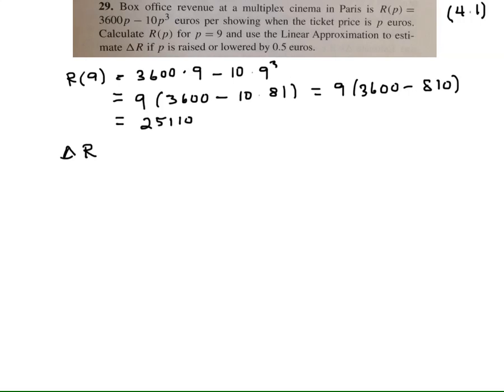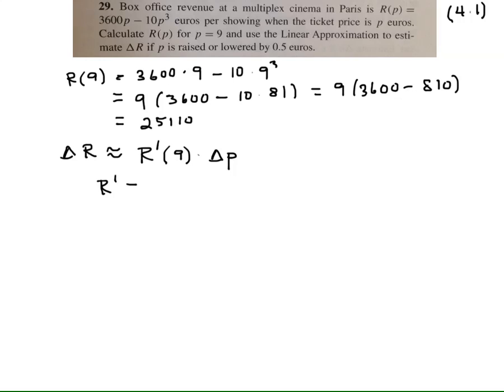What this boils down to is saying that delta R is approximately equal to R prime at 9 times delta, I guess p is our variable, delta p. So if p is raised by half a euro, delta p is positive 0.5, and if p is lowered by half a euro, then delta p is negative 0.5. But first we need to think about this R prime.